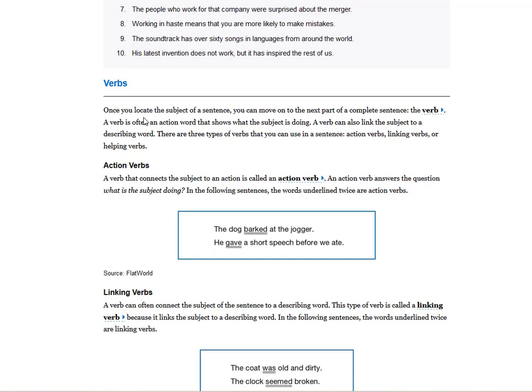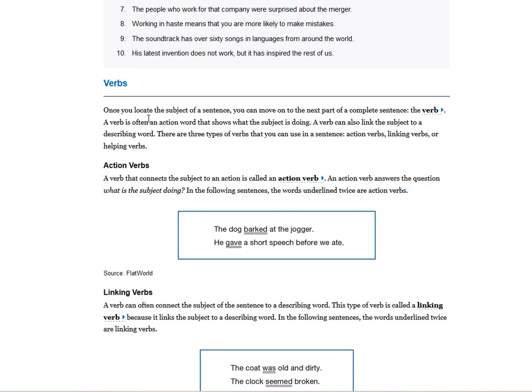Verbs. Once you locate the subject, you can move on to the next part of the sentence, the verb. A verb is often an action word that shows what the subject is doing. A verb can also link the subject to a describing word. There are 3 types of verbs that you can use in a sentence: action verbs, linking verbs, and helping verbs. A verb that connects the subject to an action is called an action verb. An action verb answers the question, what is the subject doing?